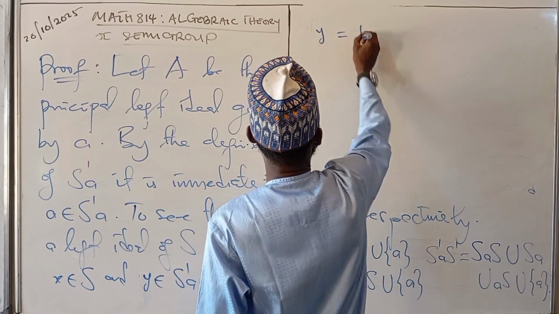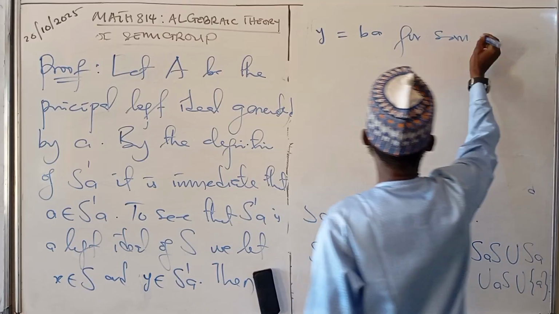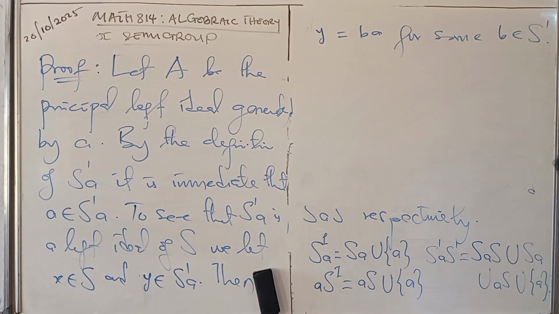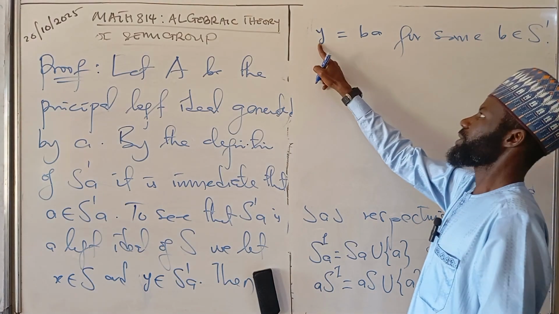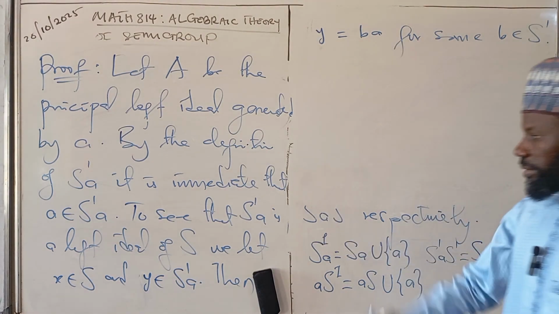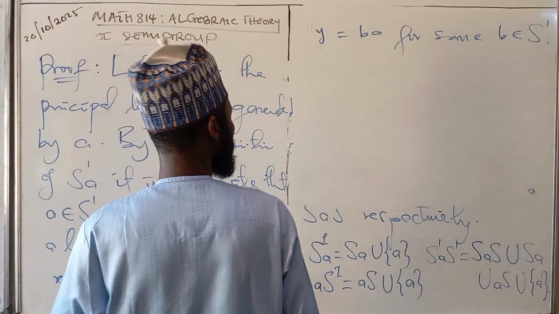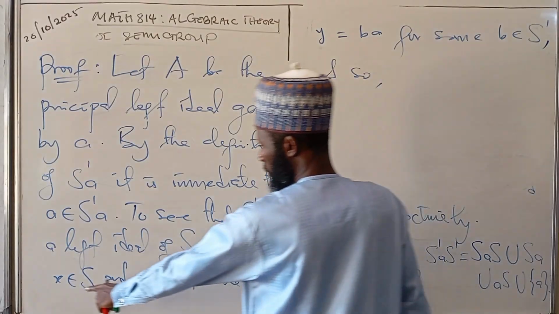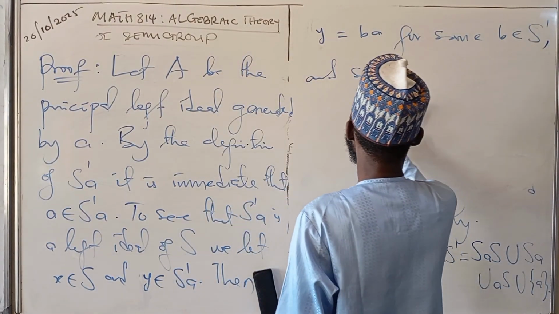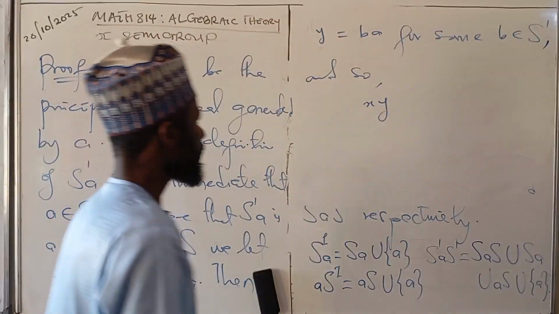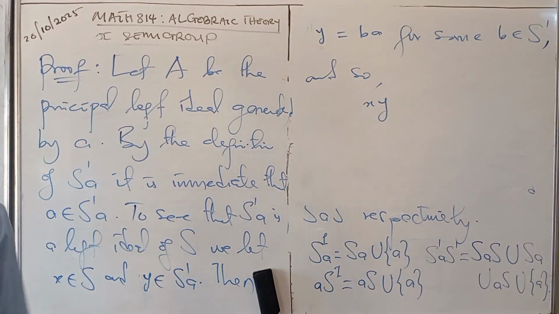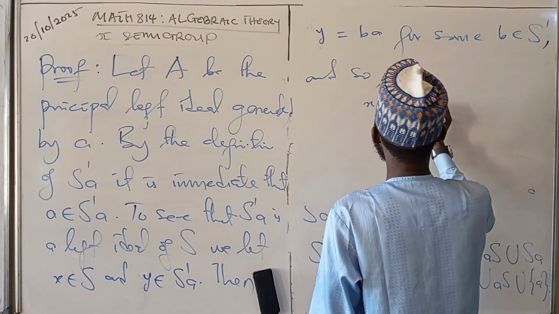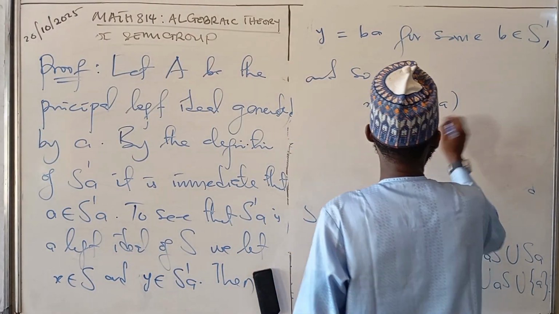Then Y must be BA for some B in S1. B can be the identity, in which case Y will be equal to A, and we have no problem. So what is X times Y? No, XY, because we are trying to establish left identity. And so XY is equal to XBA, which is equal to what?